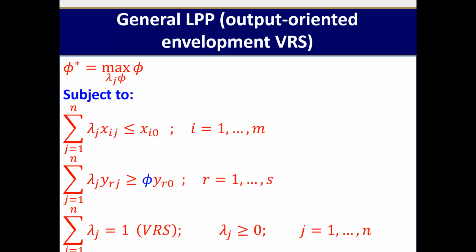Now, the variable returns to scale simply assumes that size matters. The constant returns to scale assumes that size doesn't matter. It assumes that all firms are of the same size. That's what it assumes. So size matters. Now, when we say size matters, it means that there are some firms that have got different sizes. Some are smaller, some are middle sizes, some are bigger sizes.